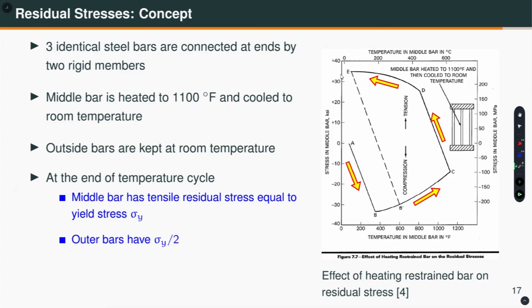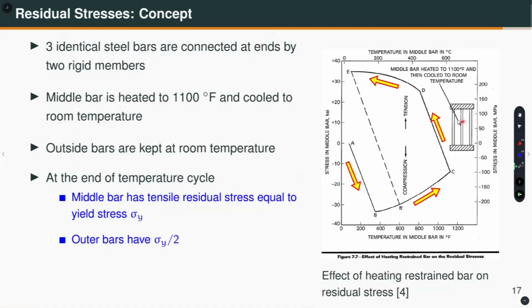So, what does this tell us? What we have done is heated only one bar, the middle one, to some temperature and let it cool and come back to the same room temperature. And what we see is that at the end, the middle bar has a tensile stress, which in this case happens to be the yield strength. And the outer bars have half of it. So, this is analogous to what we have seen earlier. Outer bars are always at room temperature. So, you can say they are cooling faster than the middle bar, because the middle bar was heated and then brought back to the room temperature. The middle bar is actually cooling slower, and it has a tensile residual stress.